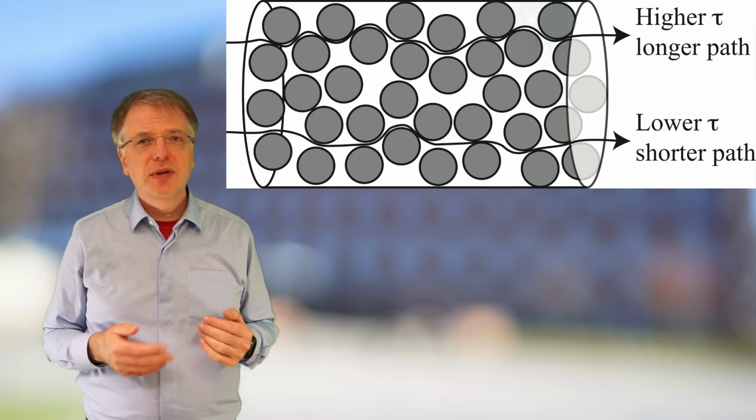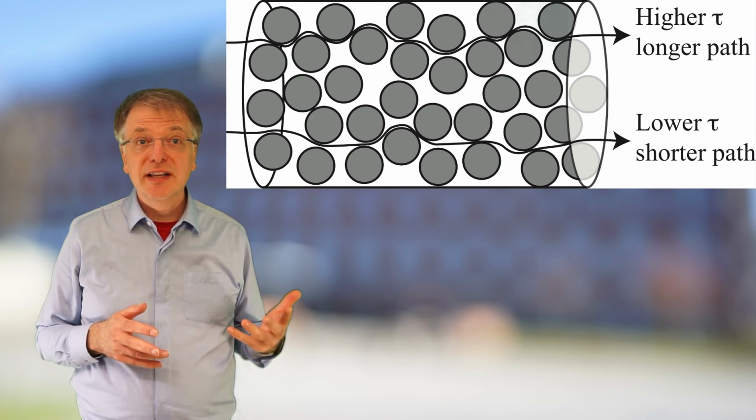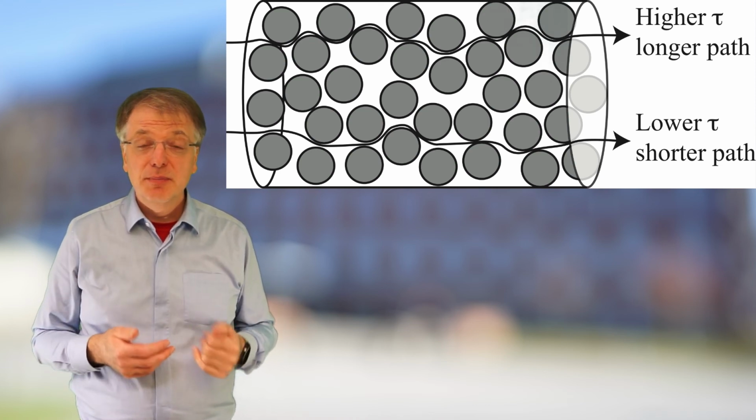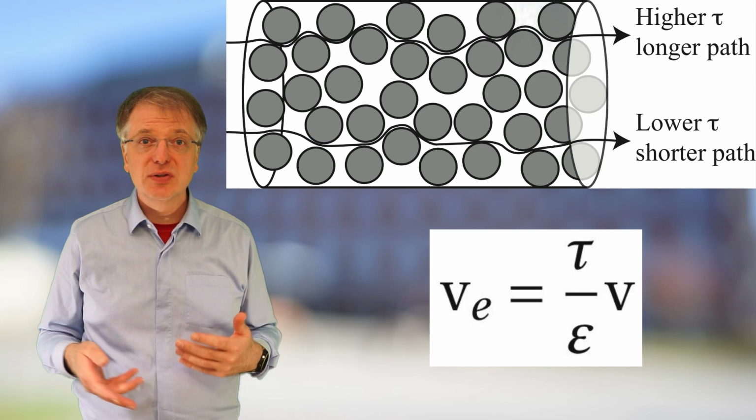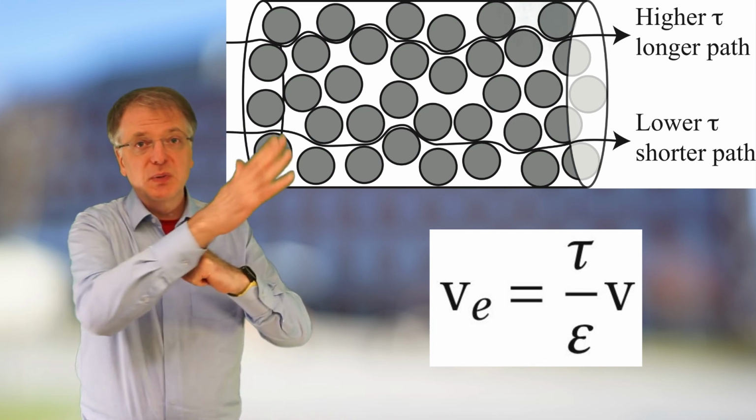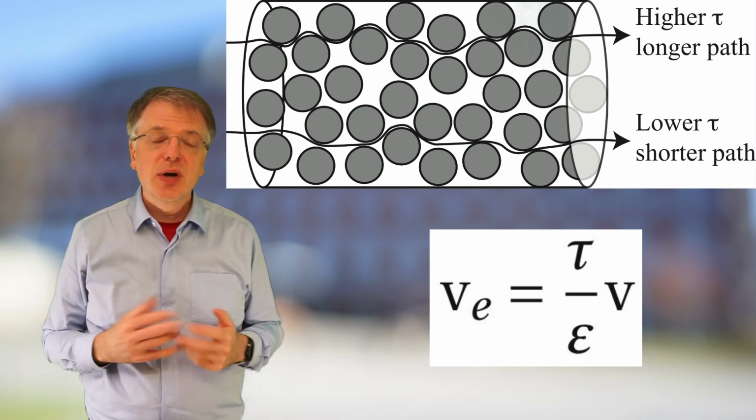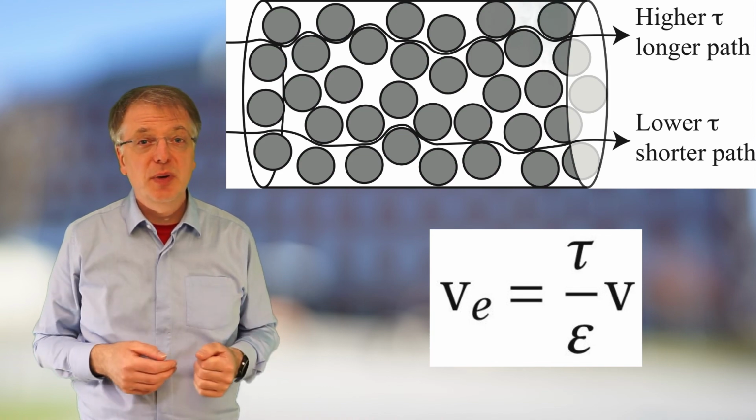And it's rather common that the interstitial velocity is calculated neglecting tortuosity. But to get to the true actual velocity in the pores between the particles, you have to make an assumption about tortuosity.